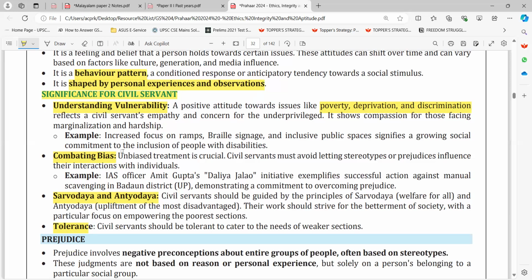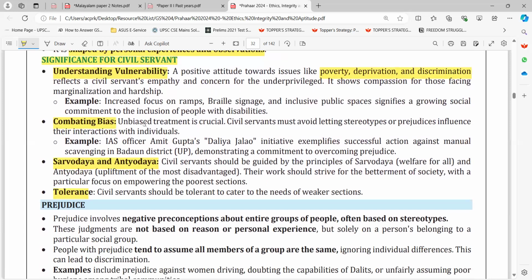Example: increased focus on ramps, braille signage, and inclusive public spaces provides a growing social commitment to the inclusion of people with disabilities. Combating bias: unbiased treatment is crucial. Civil servants must avoid letting stereotypes or prejudices influence their interactions with individuals. Example: IAS officer Amit Gupta's Dalia Jalavo initiative exemplifies successful action against manual scavenging in Badaun district, UP, demonstrating a commitment to overcoming prejudice.